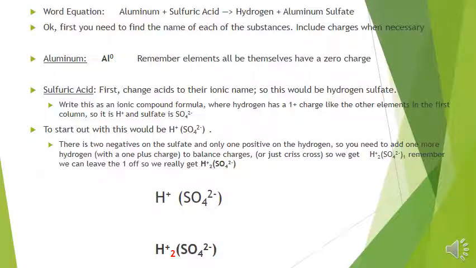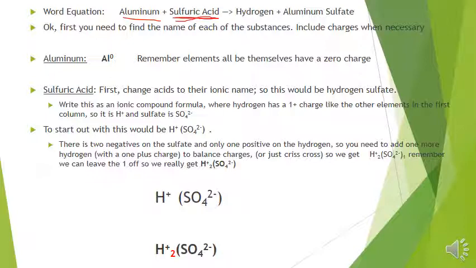First of all, the word equation is aluminum plus sulfuric acid yields hydrogen plus aluminum sulfate. First thing you need to do is convert the names to formulas. So aluminum is Al. Remember, all elements that are all by themselves have a zero charge, so we put a zero up here.